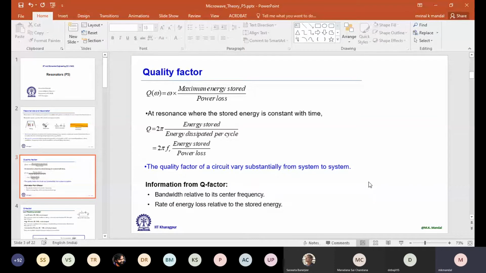What information do we get from quality factor? First, bandwidth related to its center frequency. We need to discuss this point in detail, but before that, we have to learn some parameters: what are the different quality factors? Then we'll come back to this point, how we can extract the bandwidth information. And the second point, the rate of energy loss related to stored energy.